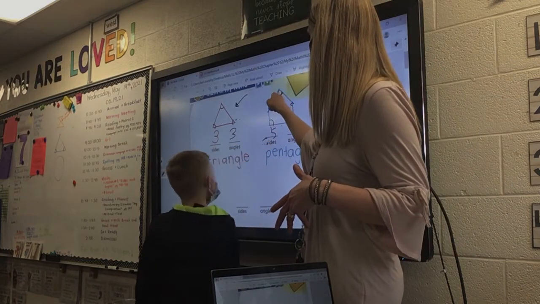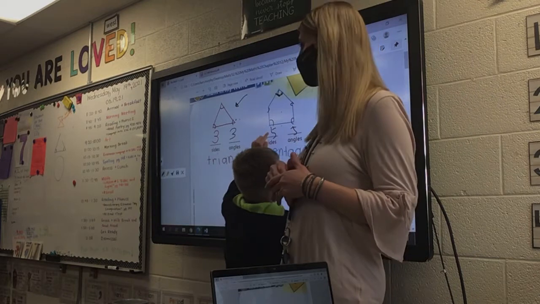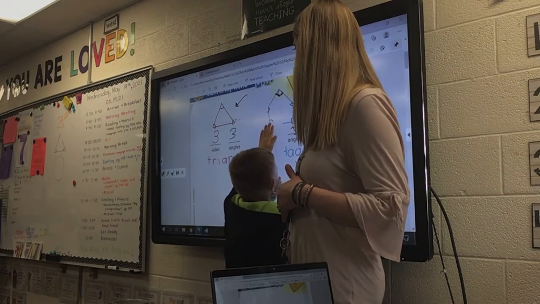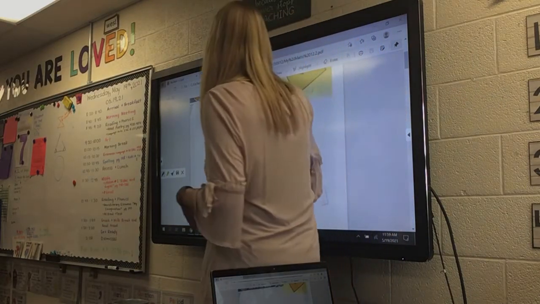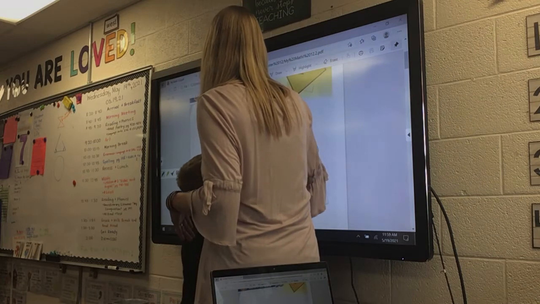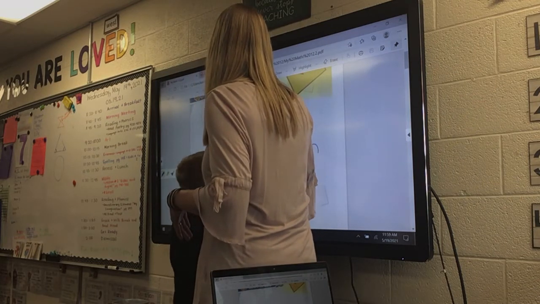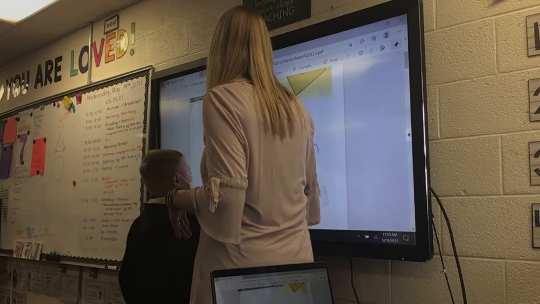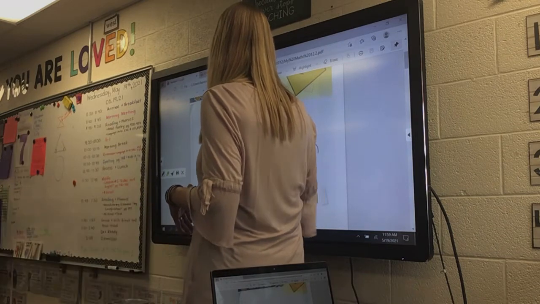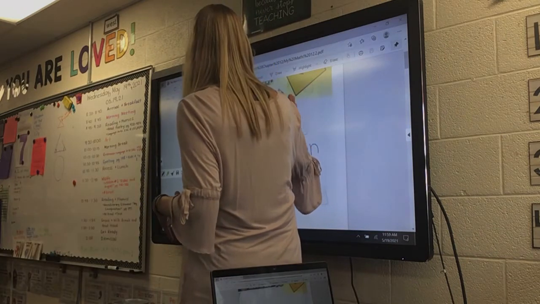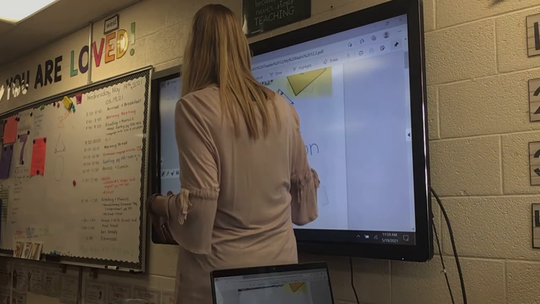So just try to kind of curve it. That's okay. That looks like a J. Oh. Okay, Miss Murphy will fix it for you. It's okay. Miss Murphy will fix it. Okay, 5 sides, 5 angles.